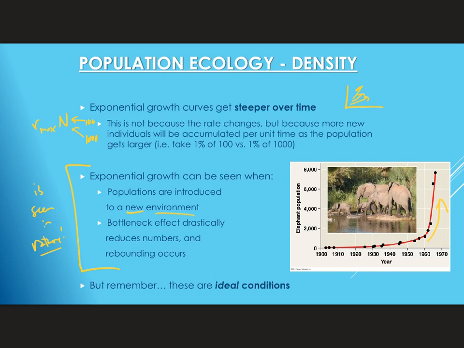Or to go back to kind of our last chapter, if the bottleneck effect reduces numbers, well, now you have a lot of resources available to you because there are way fewer organisms. So what we will see in these scenarios is exponential, really rapid growth. But again, remember that this is ideal conditions. And as this population grows, resources are going to become more and more limited.